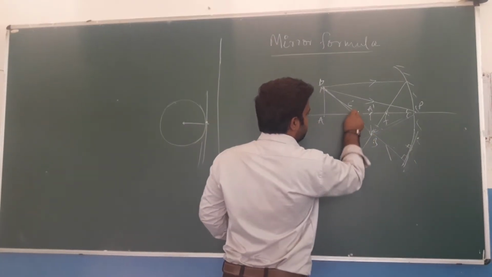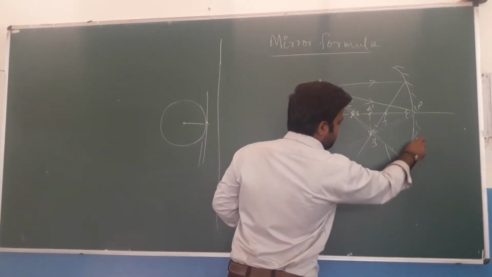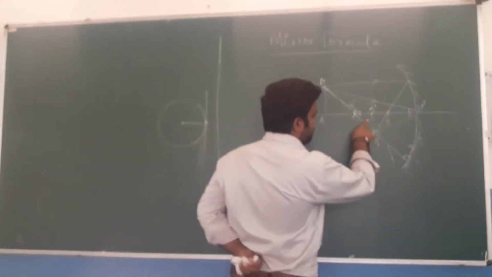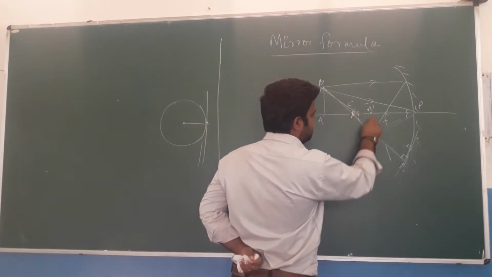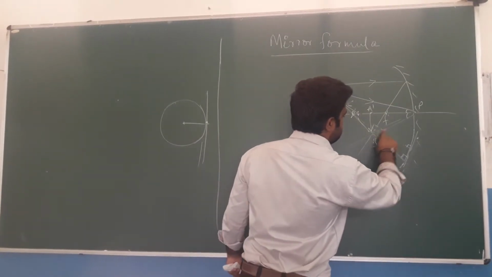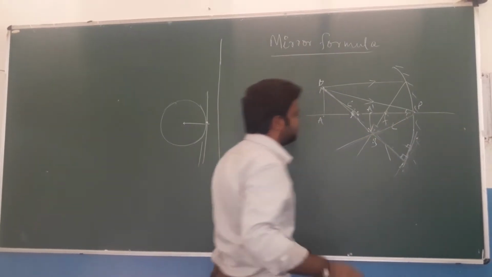So the ray which I have taken is passing through the center of curvature. That means it is a radius. So the radius will be perpendicular to the tangent, right? So this angle will be 90 degrees. Now try to look carefully. My diagram is not that clear, but still try to see it.